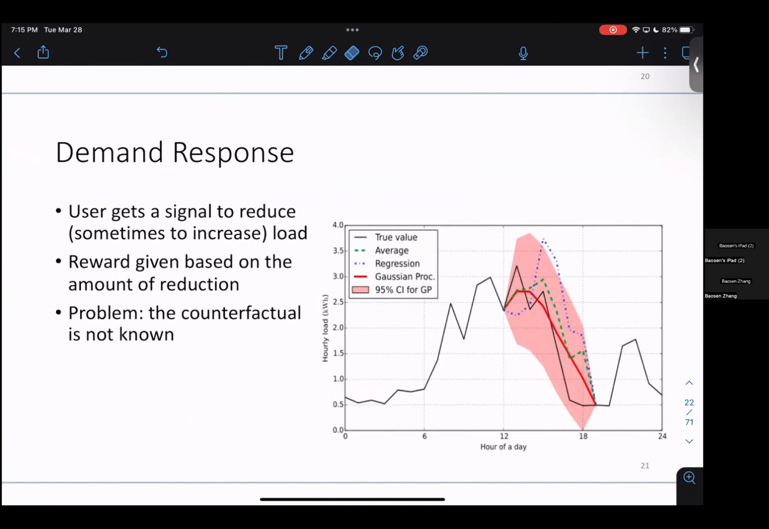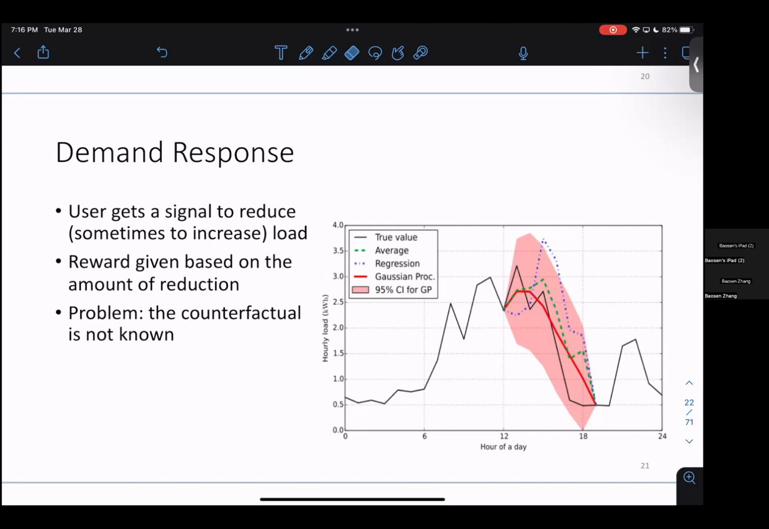Okay, so demand response is an interesting problem. This is something that is an open problem: how to use data for demand response. Demand response is, again, basically you get a signal to reduce your load, right? And you're given some reward if you reacted to the signal, right? The challenge with demand response is often you don't know the counterfactual. When you give people a signal, you know what they have done. But what you don't know is what they would have done without your signal.